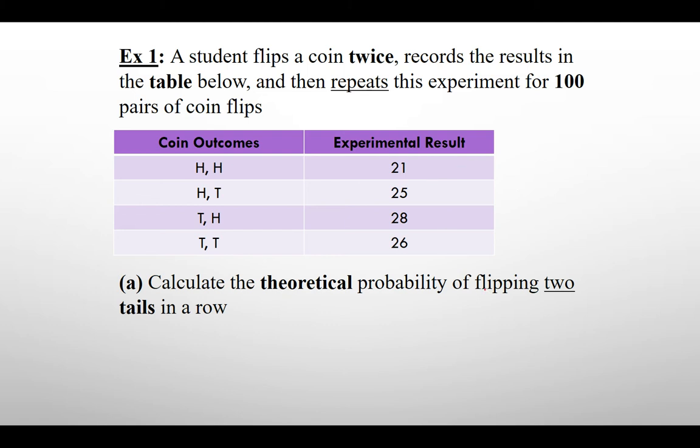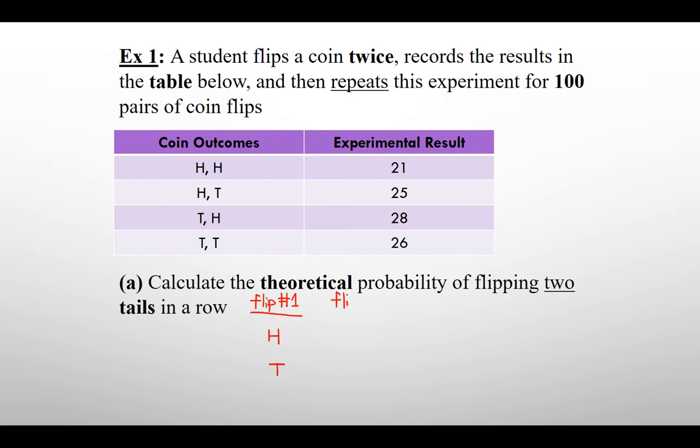So if I wanted to calculate the theoretical probability of flipping two tails in a row, those are two different independent events. I'm going to start off by drawing a quick tree diagram. So my tree diagram would be pretty simple. I would have, we'll say, flip number 1. And on flip number 1, there's two possible outcomes. Either you get heads or you get tails.